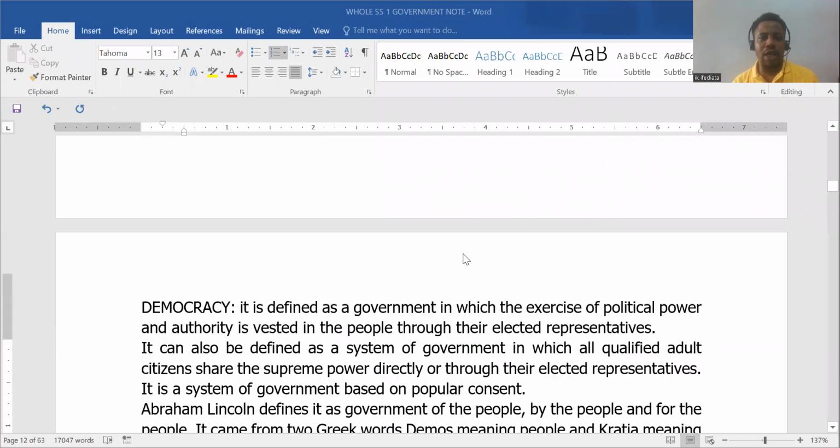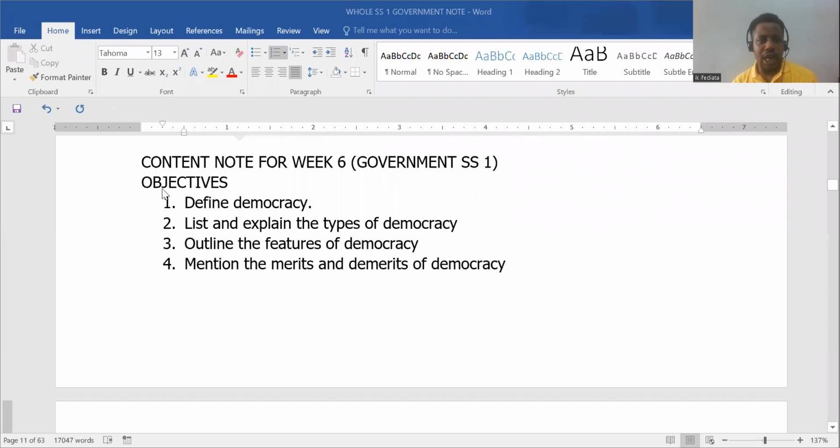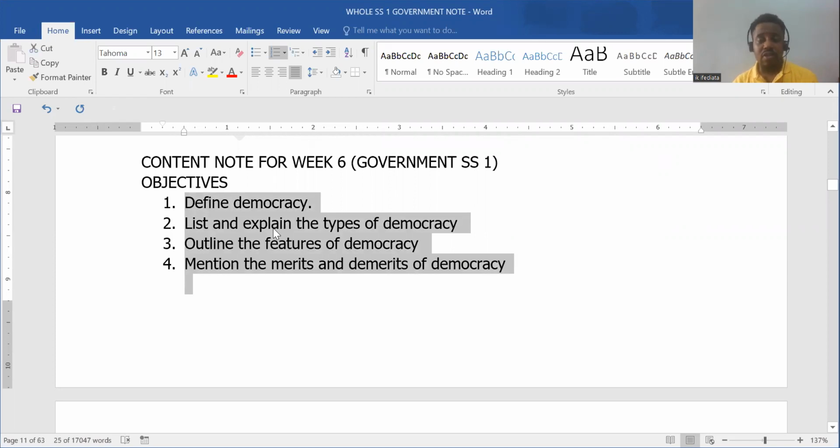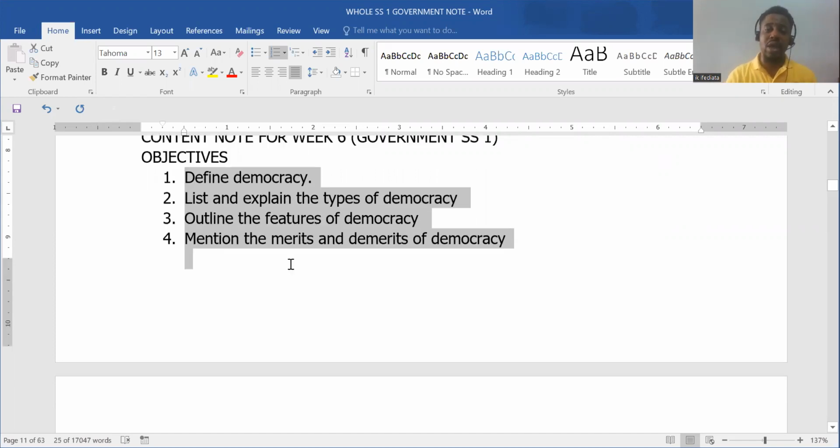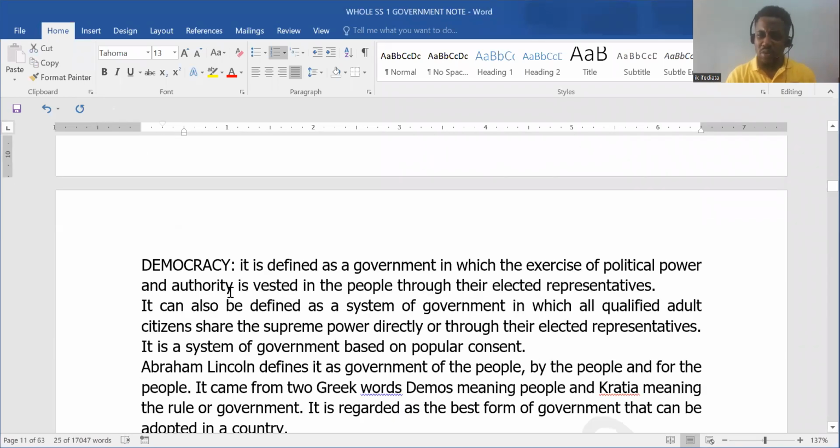So today we're going to look at democracy, right? If you look carefully, you see we have quite a lot in the objective. We'll define democracy, list the types of democracy and explain them, outline its features, and then mention the merits and demerits of democracy.